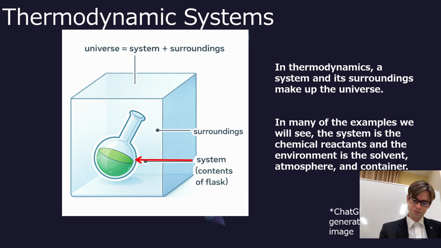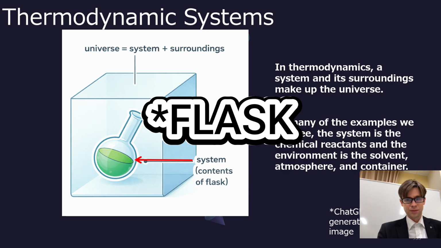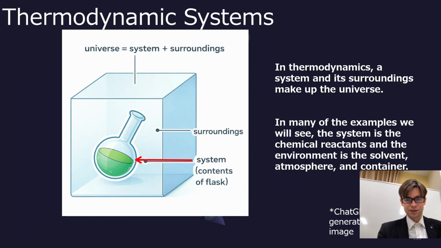So look at what I've written here. In thermodynamics, a system and its surroundings make up the universe. In many of the examples we will see in IB chemistry, the system is the chemical reactants and the environment is the solvent, atmosphere, and container, okay? So even though this diagram is pointing at the beaker saying system, the system is the chemical reactants that are involved in the chemical reaction, okay?